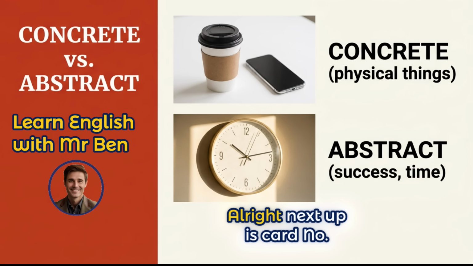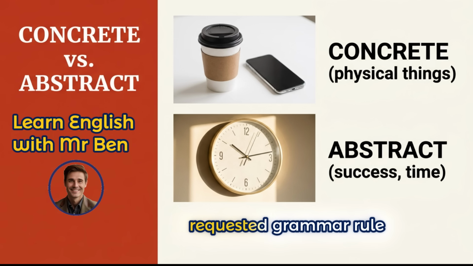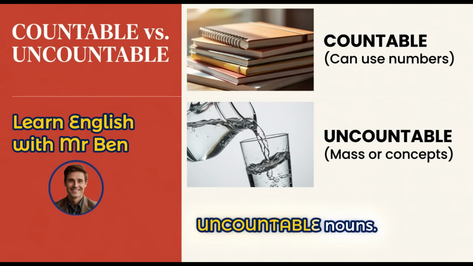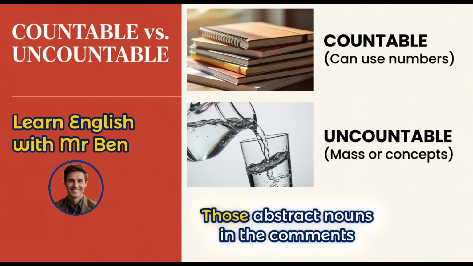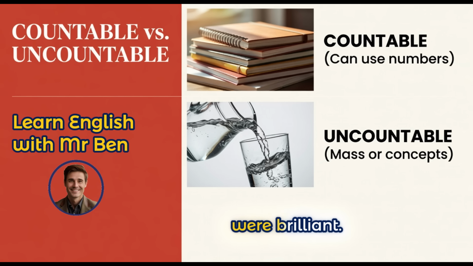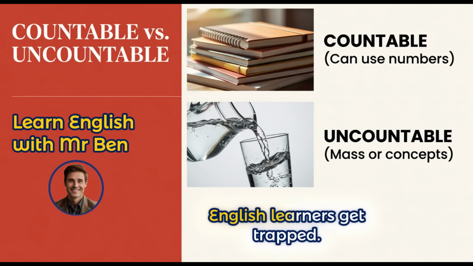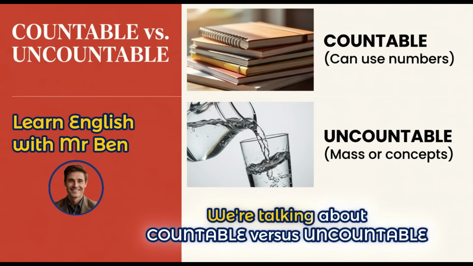All right, next up is card number 5. And this is probably the most requested grammar rule by my adult students. Countable versus uncountable nouns. Let's take a look. Welcome back. Those abstract nouns in the comments were brilliant. Now, let's look at card number 5. This is where a lot of English learners get trapped, even advanced speakers. We're talking about countable versus uncountable nouns.